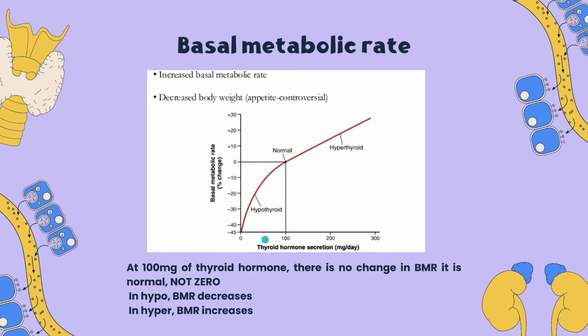If you have less than 100, we'll have a decrease in the basal metabolic rate. So if it's at -10, if it's right here, that means we have 90% basal metabolic rate. If it is right here, we'll have an increase of 10%. So that's 110% of the basal metabolic rate. All right, so the change is 10 here. The change is minus 10. Decrease, increase in the basal metabolic rate. 0 is normal, not that it's none.